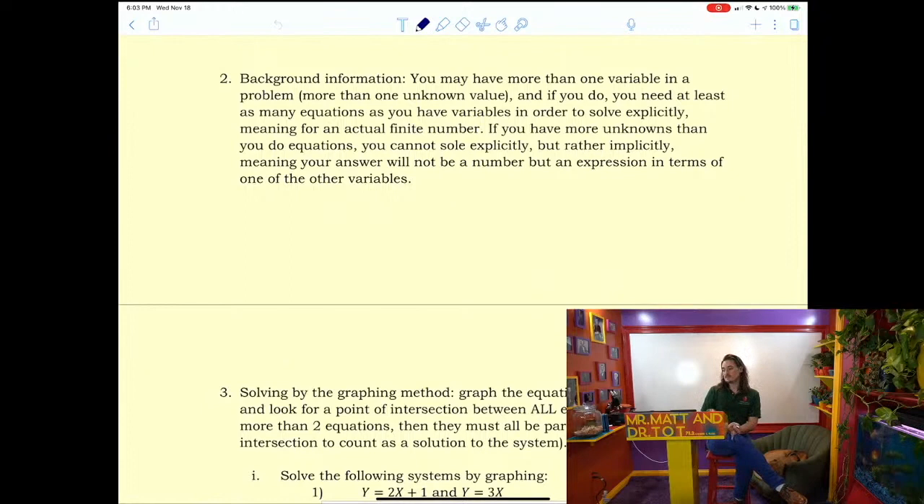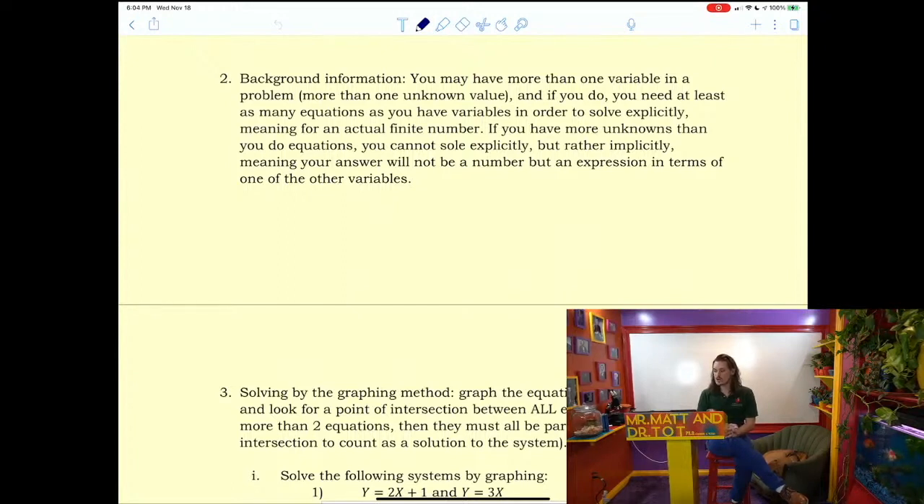A repeat of what I said before, some background information. You may have more than one variable in a problem, meaning that you have more than one unknown amount that you're solving for. And if you do, you need at least as many equations as you have variables in order to solve explicitly, meaning for an actual finite numeric value like 23 or 2.5.